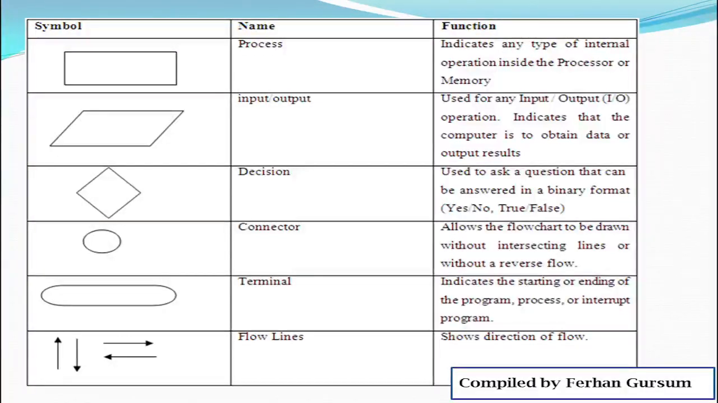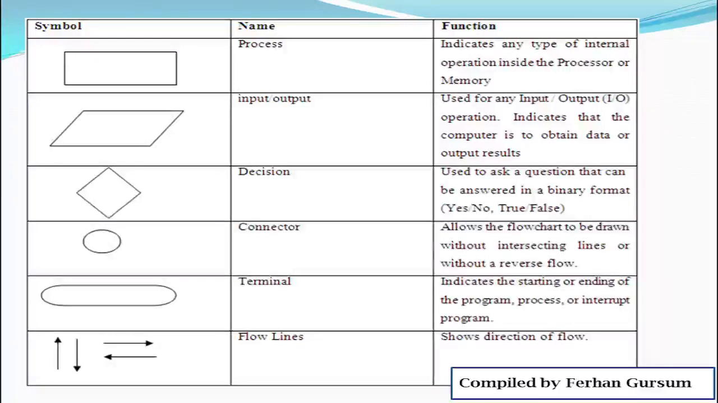The function of input-output is used for any input and output operations, to indicate that the computer is to obtain data or output a result. Okay, the third one is decision, used to ask questions that can be answered in binary format, yes or no, or true or what, false. This is the function of what? A decision. The fourth one is connector. Its symbol is like O or a circle. The function of connector is to allow the flowchart to be drawn without intersecting lines or without a reverse flow.